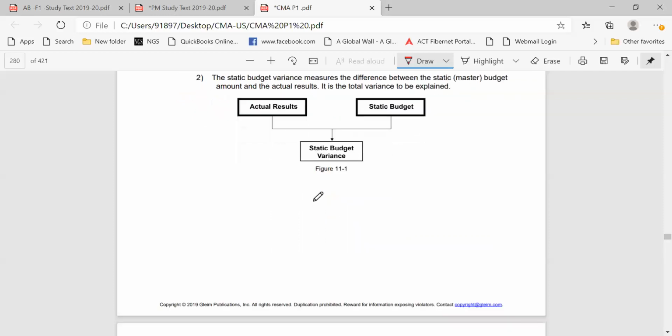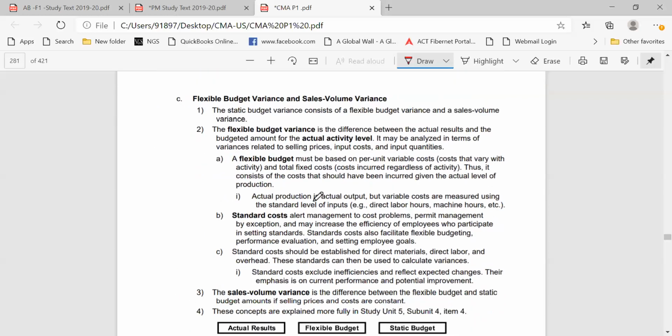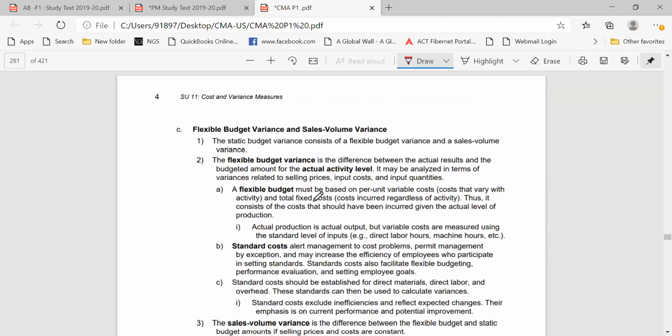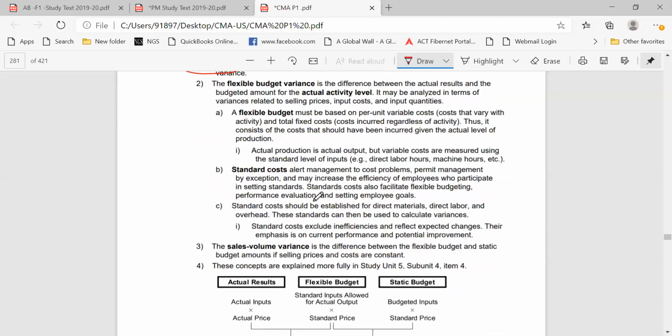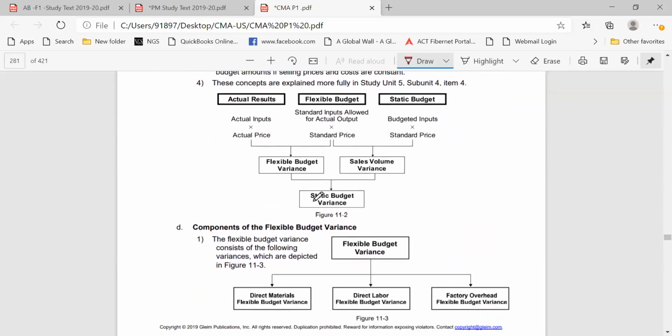But this will not give you a proper variance analysis at all. For that, what you have to do is make a flexed budget. Now, what do you do in a flexed budget? What is the work done in a flexed budget?